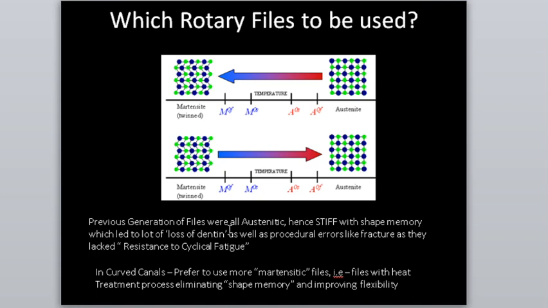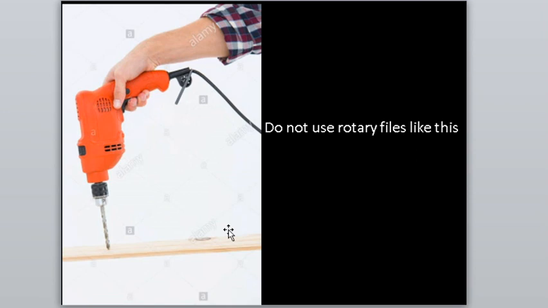Which rotary files to be used? Any files which are heat treated. Now previous generation of files were austenitic, like the previous generation of ProTaper or Hero Shaper, the steel colored, which was stiff with shape memory and which led to a lot of loss of dentine, and also procedural errors like fracture of the instrument, as they lacked resistance to cyclic fatigue. In curved canals, always try and use more martensite files with heat treatment process, eliminating shape memory and improving the flexibility. We are doctors, we are not carpenters. Do not try and force a rotary file like this.